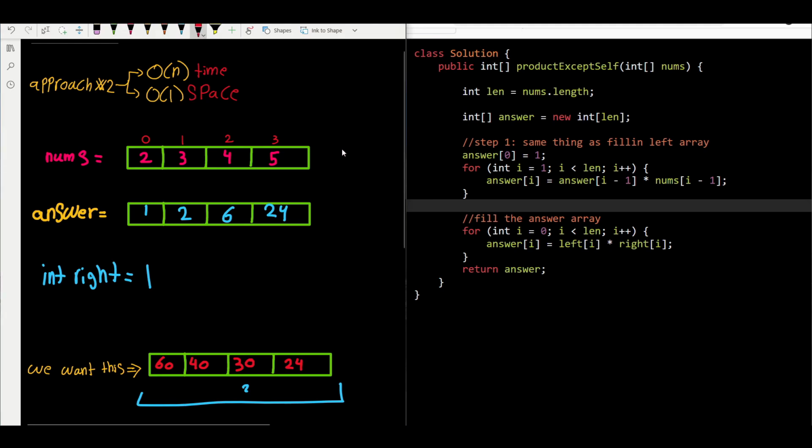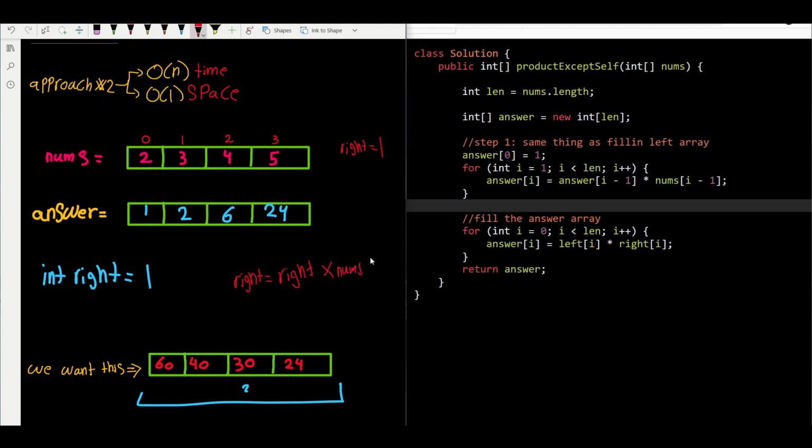So we said that the right is equal to 1. Now when we go to index 2, we have this 6. This is the left section of the 4, right? 2 times 3 is 6. Now when we go to index 2 and we need to multiply all the numbers to the right of index 2, we only have the value 5, and we can say 5 times 6 equals 30. But remember that we also have this right, and we said the right equals 1. So what we can do is update the right: right equals the right that we have times nums of I.